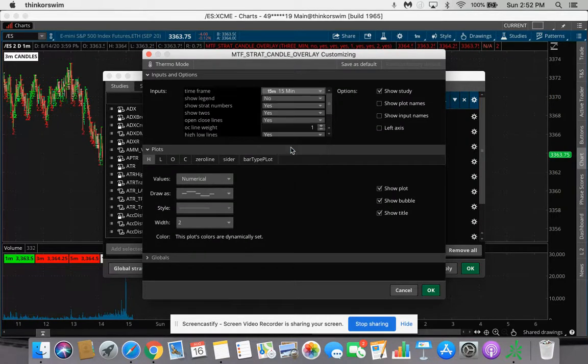I've done other videos that show how to do this. First thing you do is you set the time aggregation, the time frame you want to look at. It has very similar settings to the other study, so I'm not going to go over it, but it's just the legend. You can have the legend up again. Show twos, show the numbers. Okay, show open close lines.